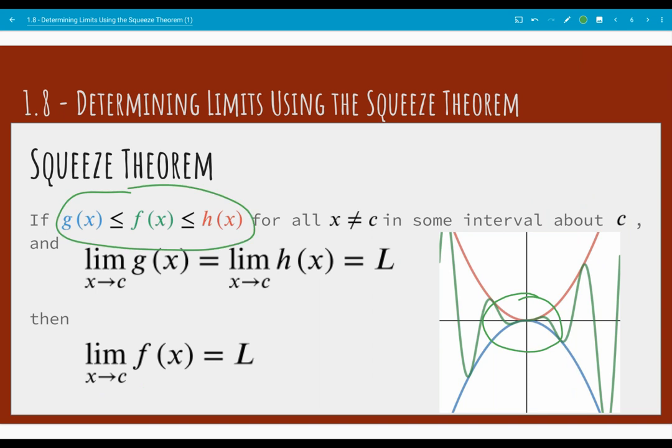So I'm going to do a couple examples in another video. One in particular for a special limit that's one that we can't evaluate using numerical methods. We can't evaluate using algebraic methods, and the squeeze theorem is going to be able to work for us.